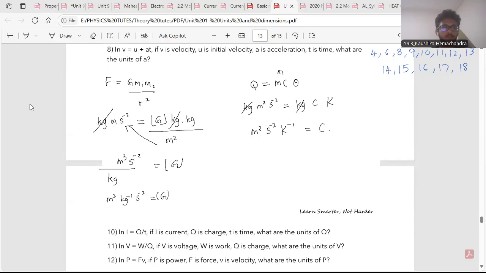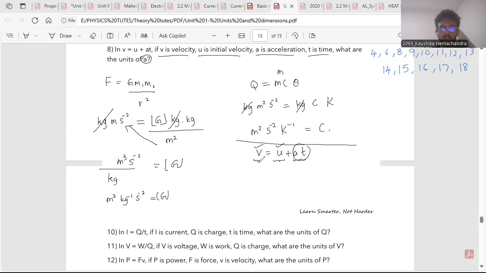So eighth one. V equals U plus AT. They are saying V is the velocity, U is the initial velocity, A is the acceleration, T is the time. What are the units of A? As a principle, the separate expressions which are added on either side of the equation should have the same units. So the units of V should be equal to the units of U, and they should be equal to the product of AT.